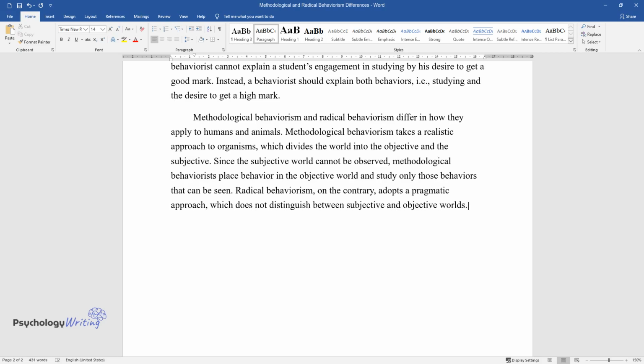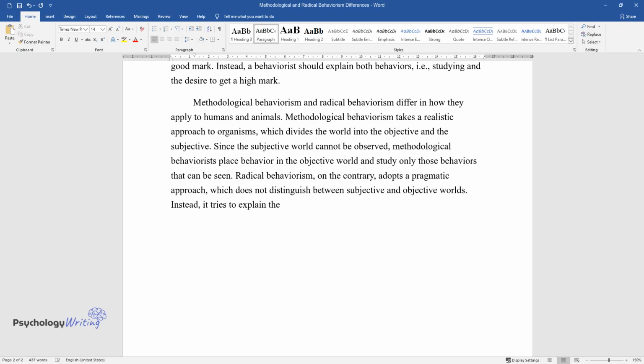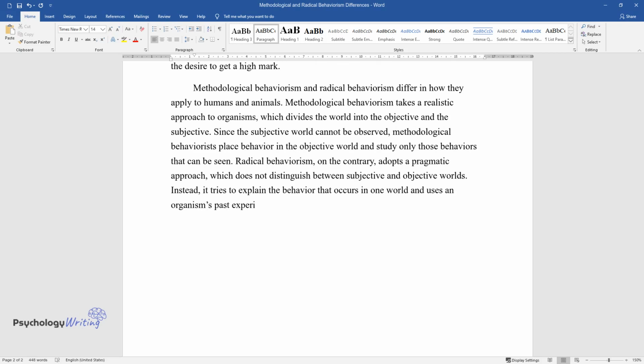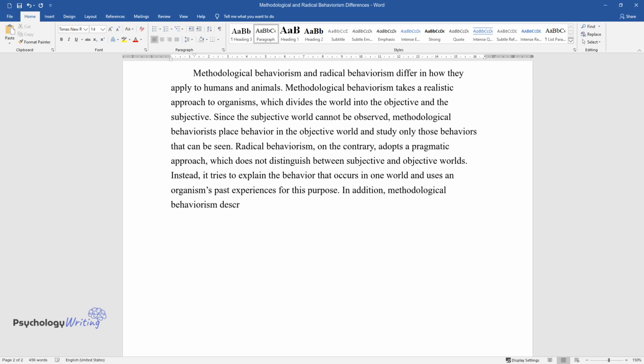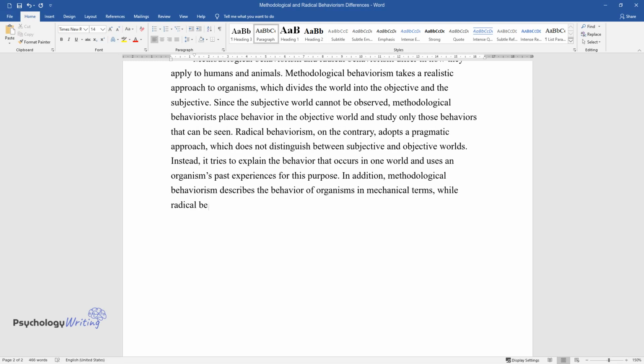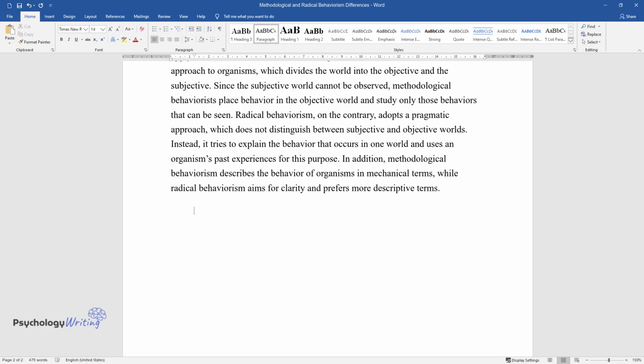objective worlds. Instead, it tries to explain the behavior that occurs in one world and uses an organism's past experiences for this purpose. In addition, methodological behaviorism describes the behavior of organisms in mechanical terms, while radical behaviorism aims for clarity and prefers more descriptive terms.